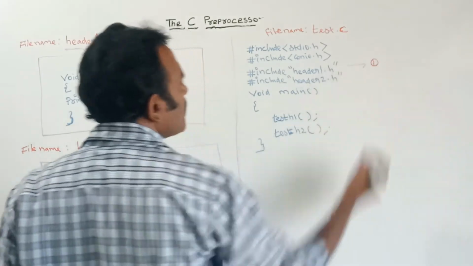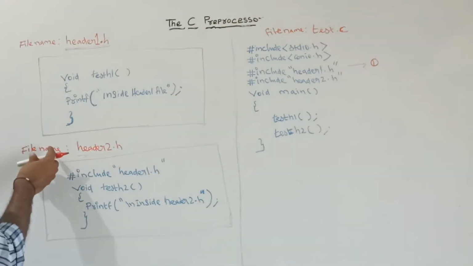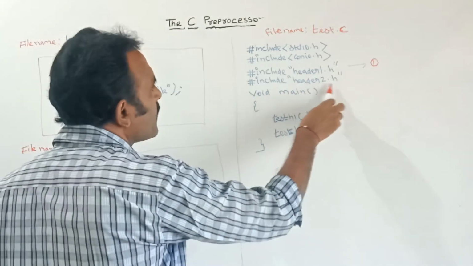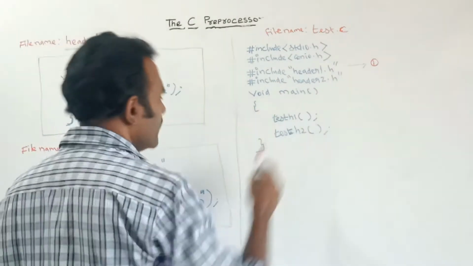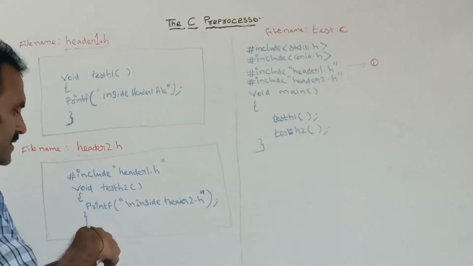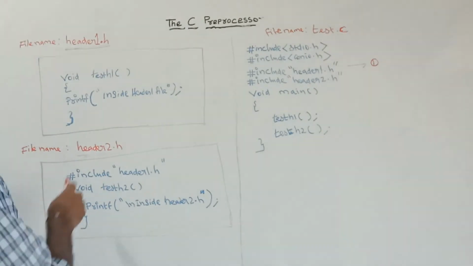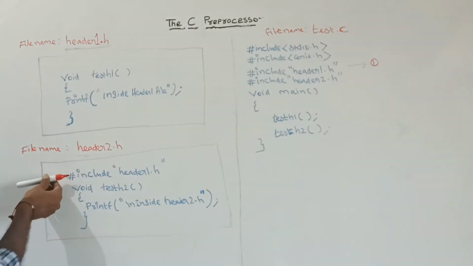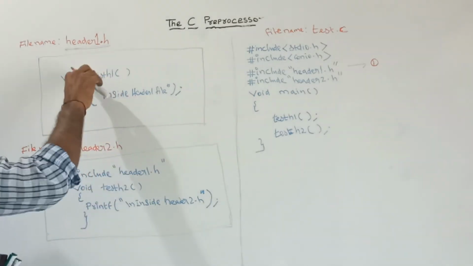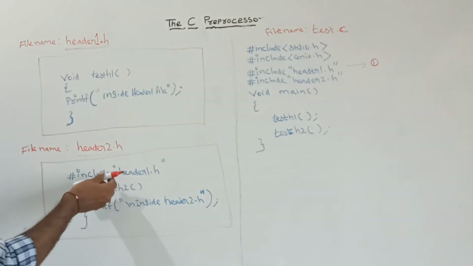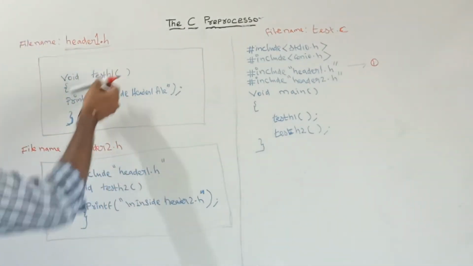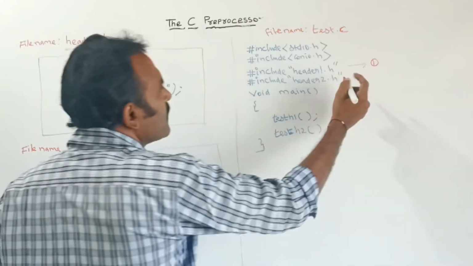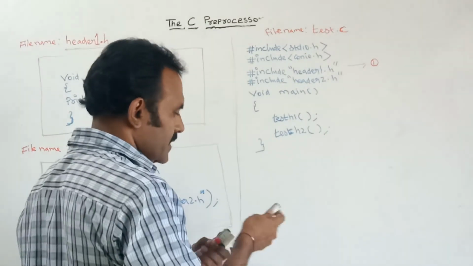So this one is called one time. After that I am telling it to include header2.h. So this file will be included here. Inside the header file header2.h, I am including header1.h again. So this header1.h will be included here. After this part, totally these two functions will be included here.